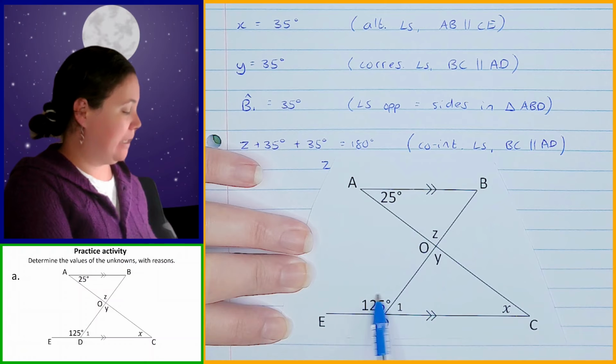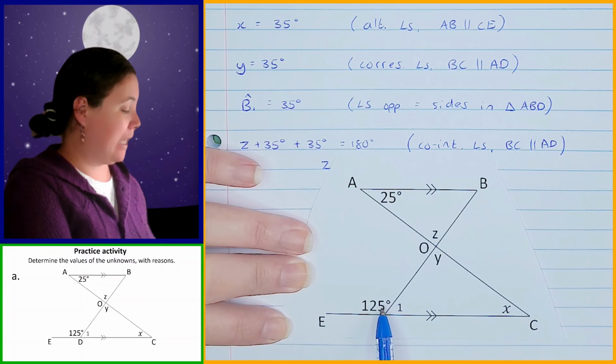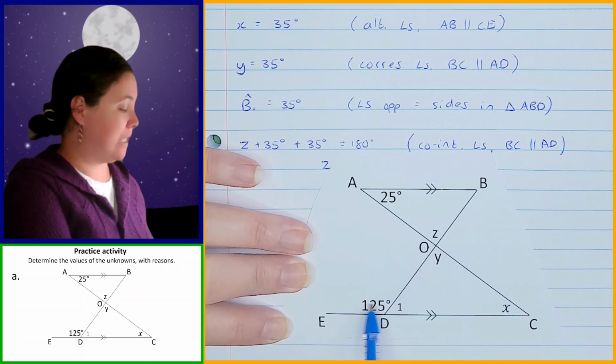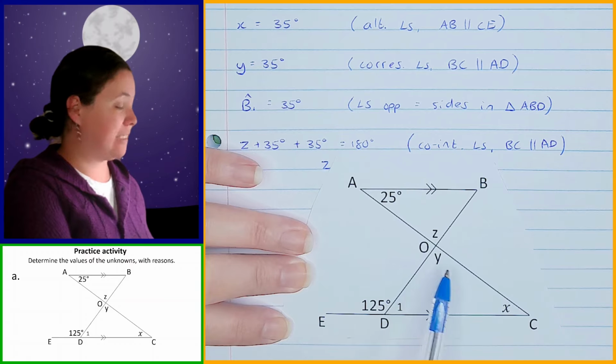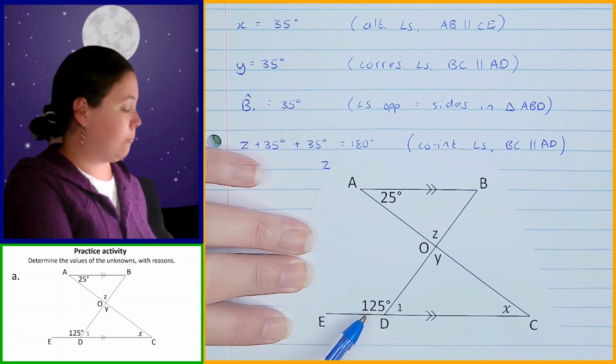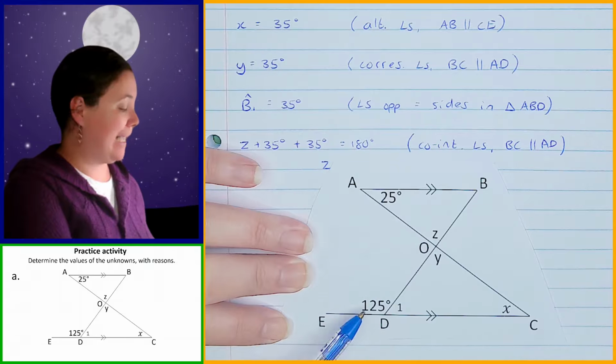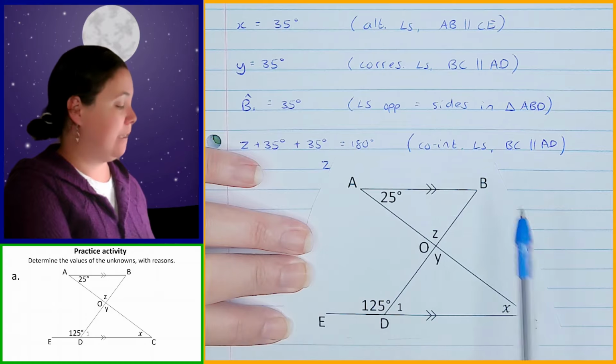Now, this one over here isn't going to help me to work out x. It could help me if I knew what this angle was and I was able to use the exterior angle of the triangle, but I don't know what that angle is. I'm still going to work it out later. So I'm not going to be able to use the 125. What I can do is use the 25 degrees.